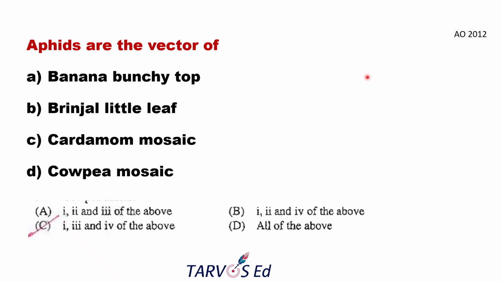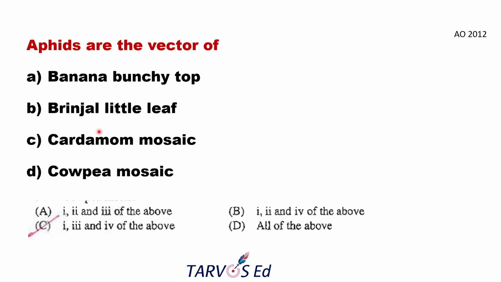Then, aphids are the vector of... I have already discussed the vectors. Now they have given the options: banana bunchy top, brinjal little leaf, cardamom mosaic, cowpea mosaic. Here they have given options to choose one, two, three like that, so you must know all three or four answers. Then only can you pick which diseases spread through aphids.